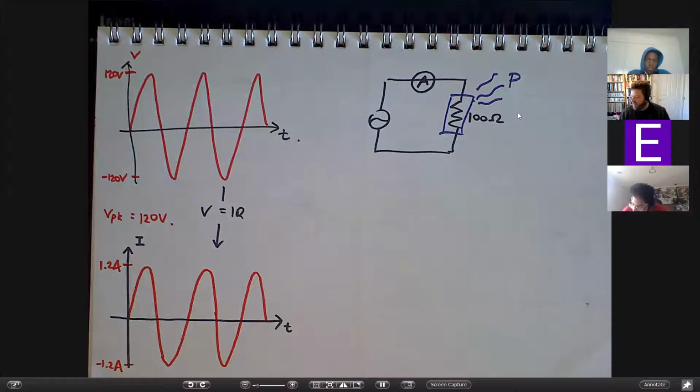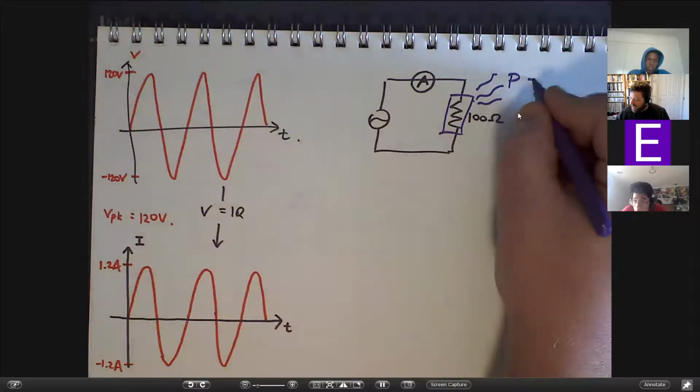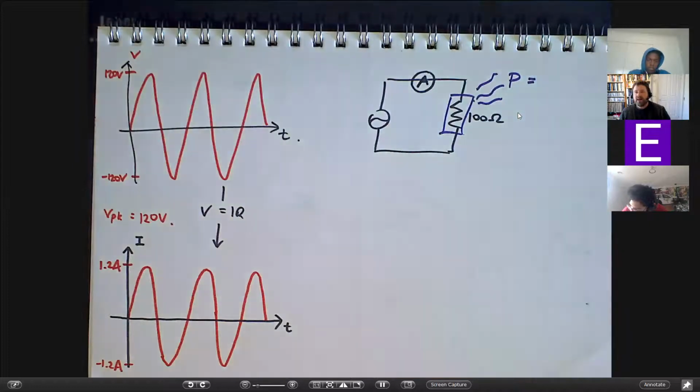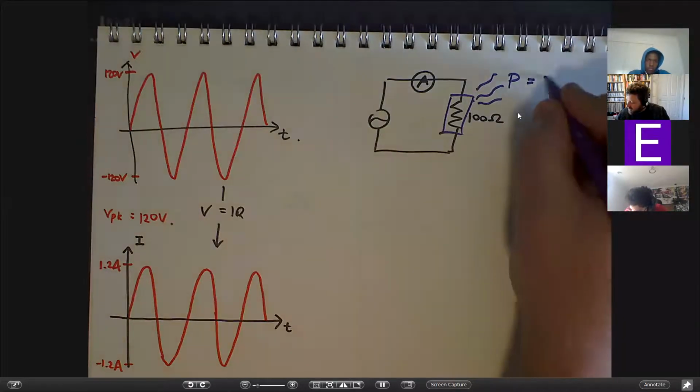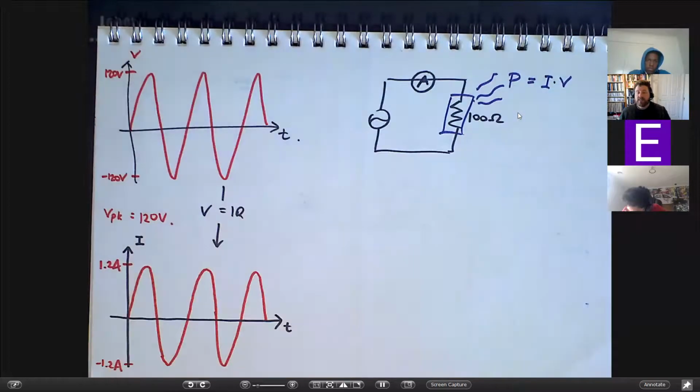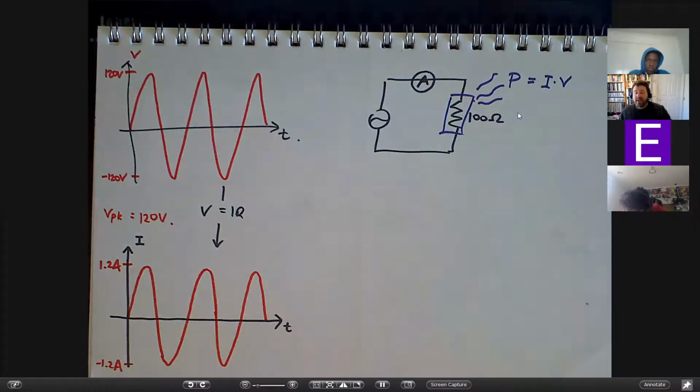Okay. Now, I don't know if you remember from last year, but power is, well, if voltage is the amount of energy per electron and current is the number of electrons that are coming through, then if we want just the total amount of energy, then what we need is the current multiplied by the voltage, the number of electrons multiplied by how much energy each electron is giving us. So voltage drop, that's how much energy each electron gives us. Current, that's how many electrons there are. Multiply those two together, you get how much energy we're getting per second.